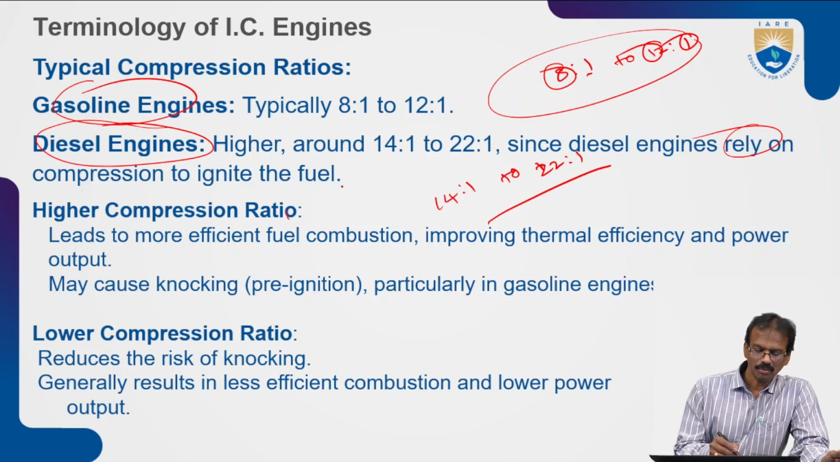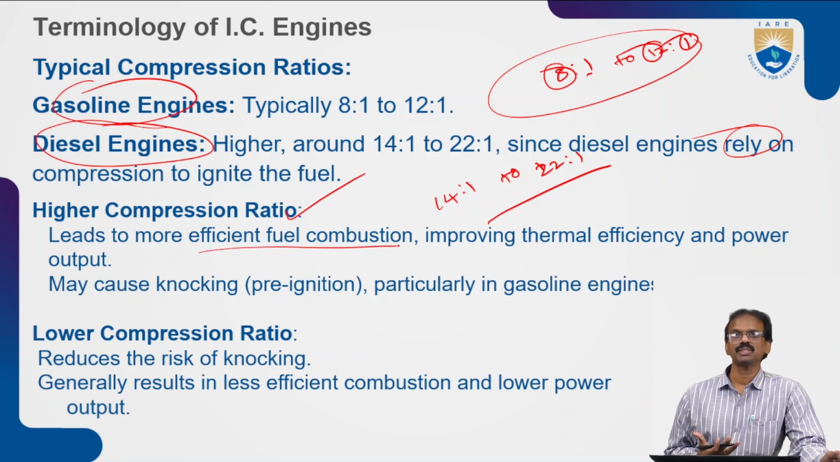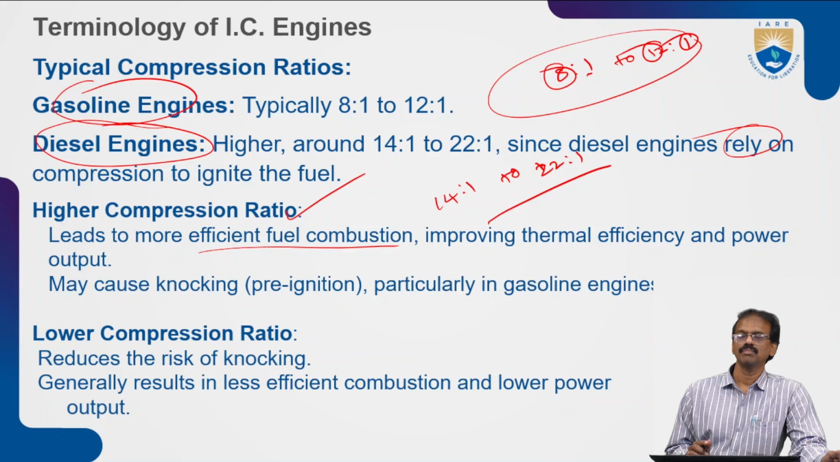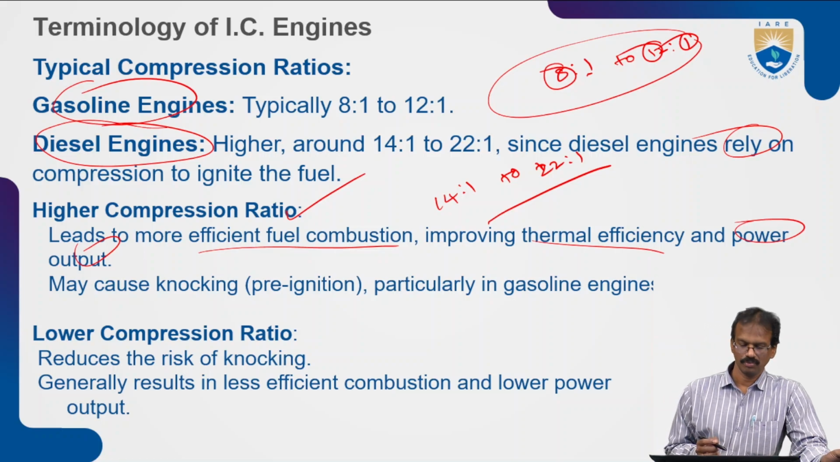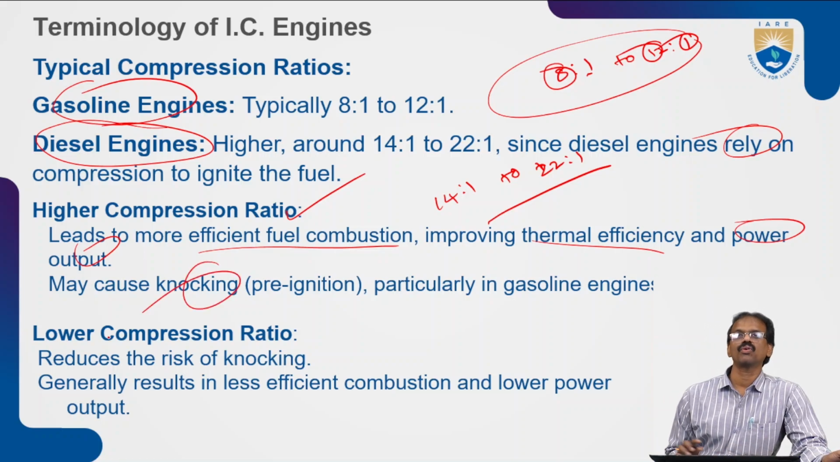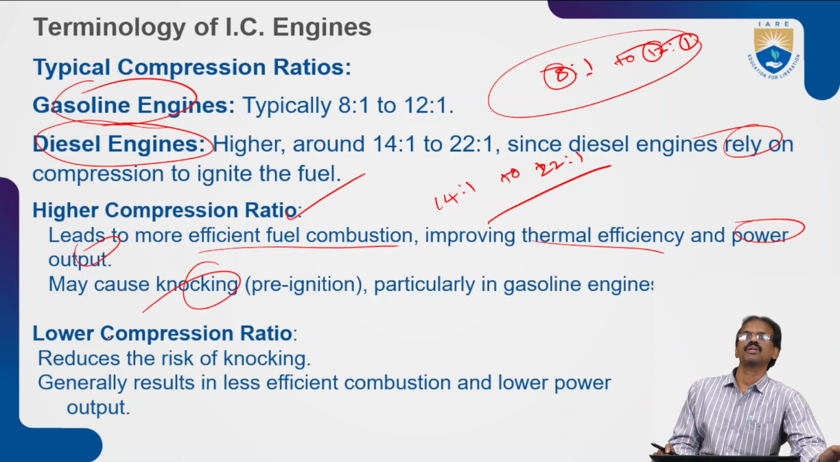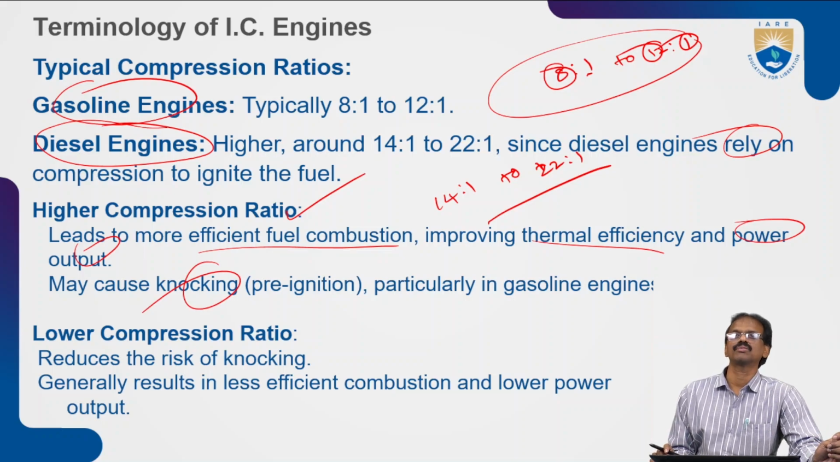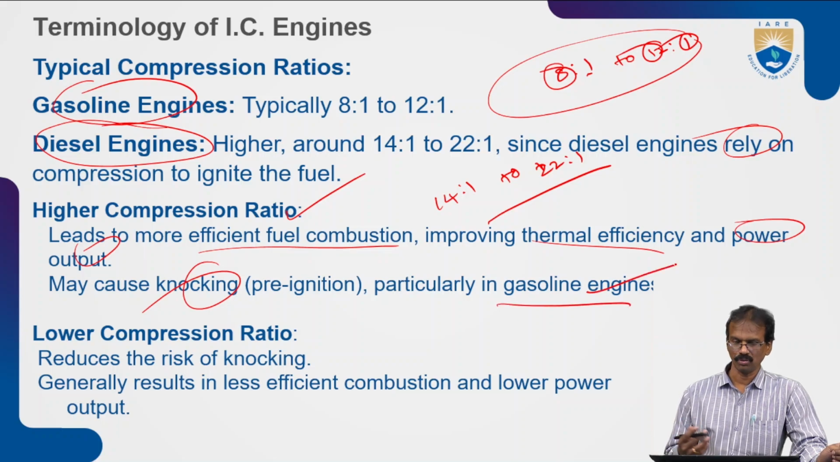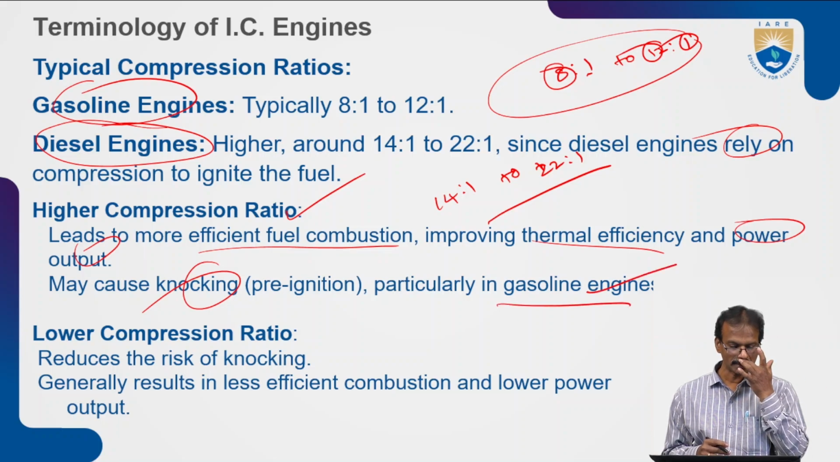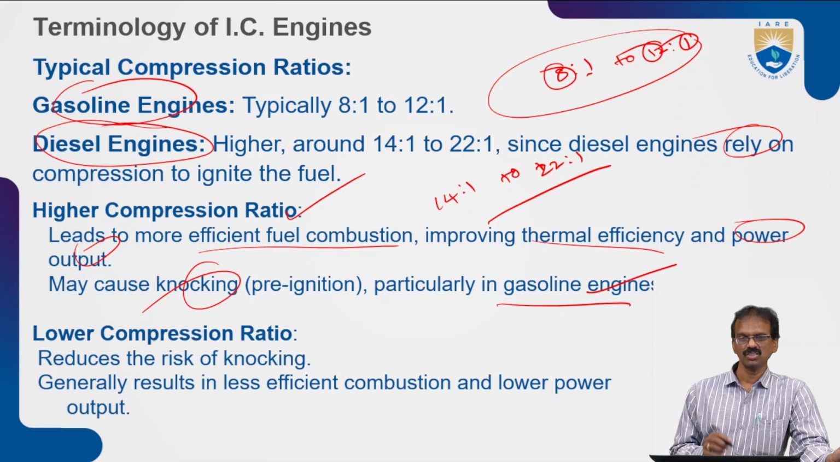So a higher compression ratio leads to more complete combustion. It means efficient fuel combustion, and it also improves thermal efficiency. Power output also improves, but it may cause knocking. Knocking is a defect, an abnormal combustion, particularly in gasoline petrol engines. A lower compression ratio reduces the risk of knocking.